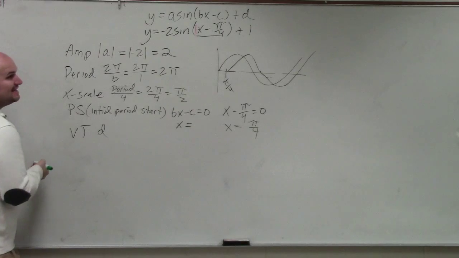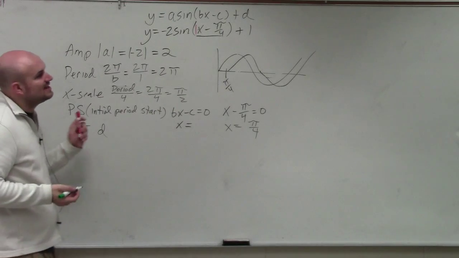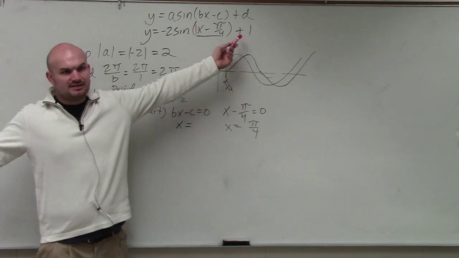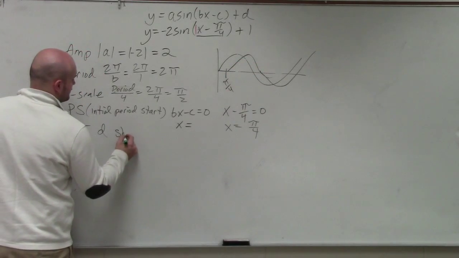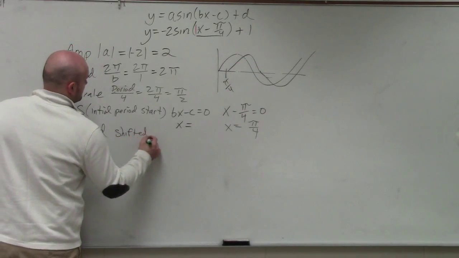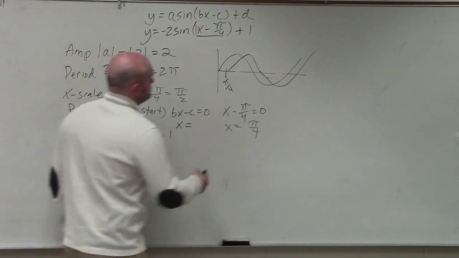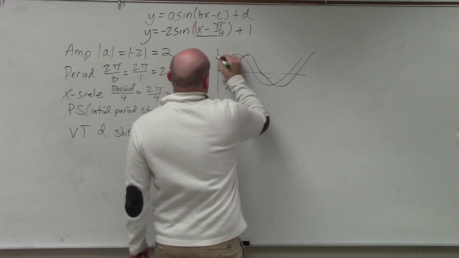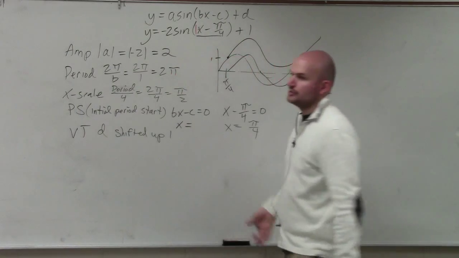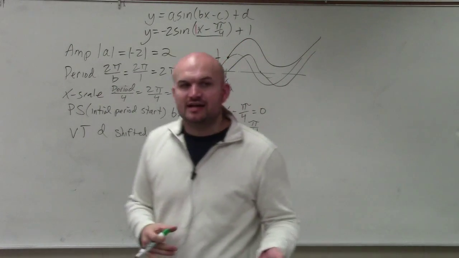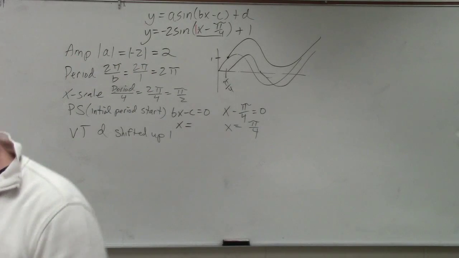Vertical translation. That's just simply what d is. And that's why we did this last class period. What is my d in this case? 1. So guess what? The whole graph has been shifted up 1. So now you move the graph up 1, just like we did with quadratics, an absolute value.